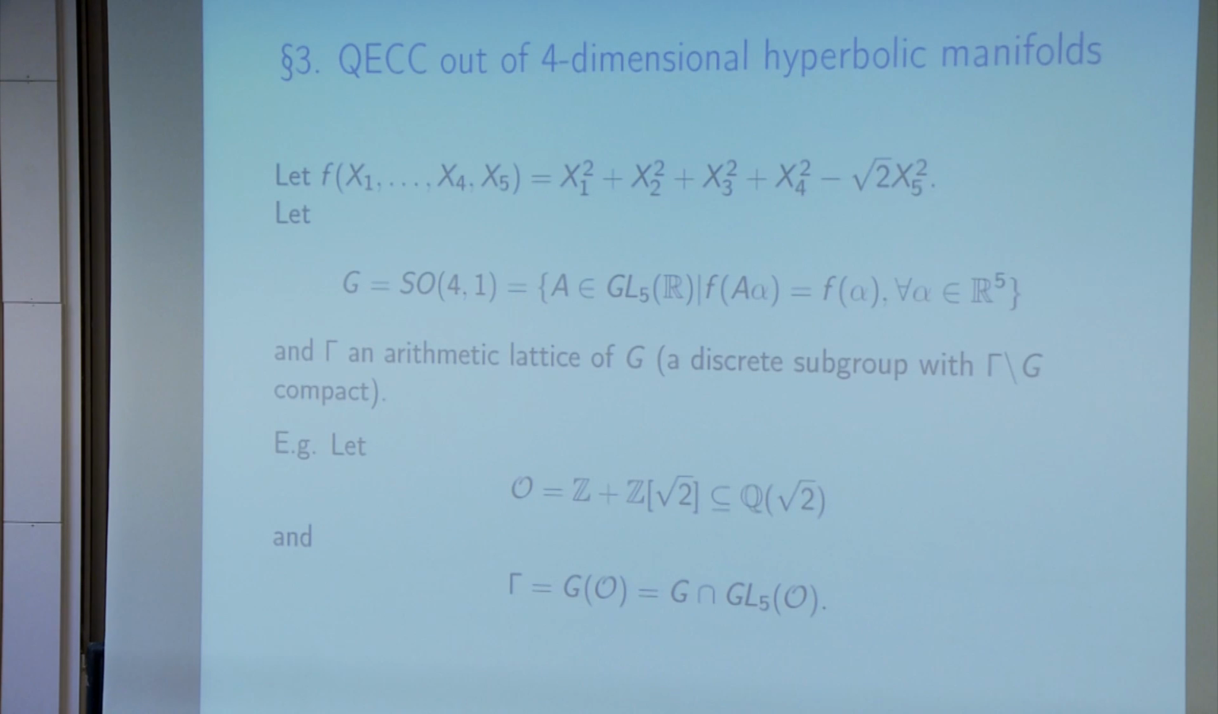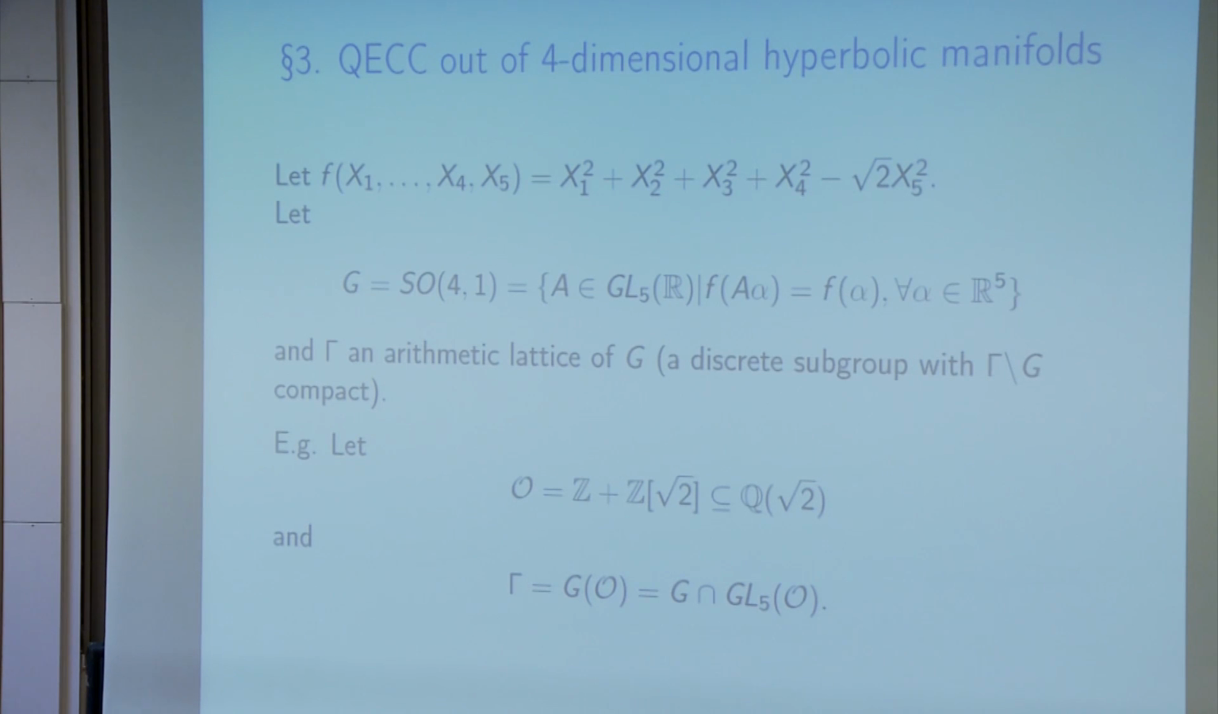coming from arithmetic lattices, arithmetic co-compact subgroups of SO(4,1). And I will show that they disprove this conjecture. So let's start with this. Let F be the quadratic form x1 square plus x2 square plus x3 square plus x4 square minus square root of 2 times x5 square, and let the group G be all the real matrices in GL5 preserving this quadratic form.